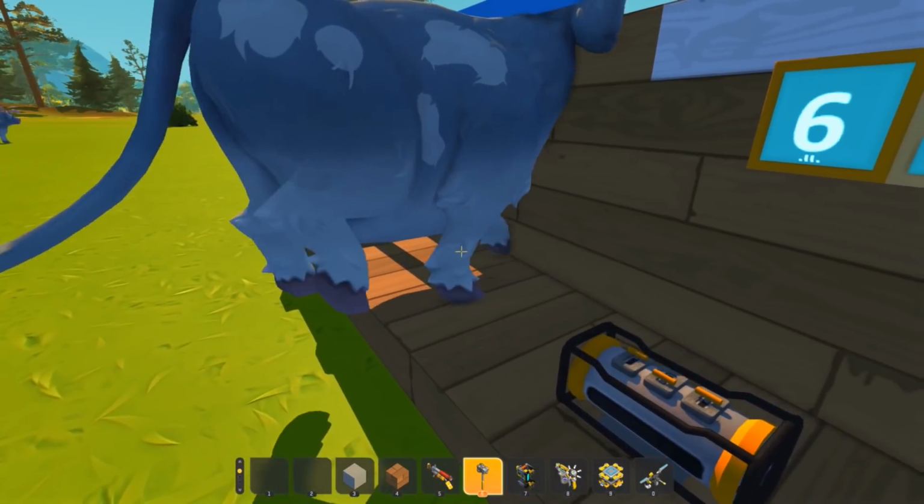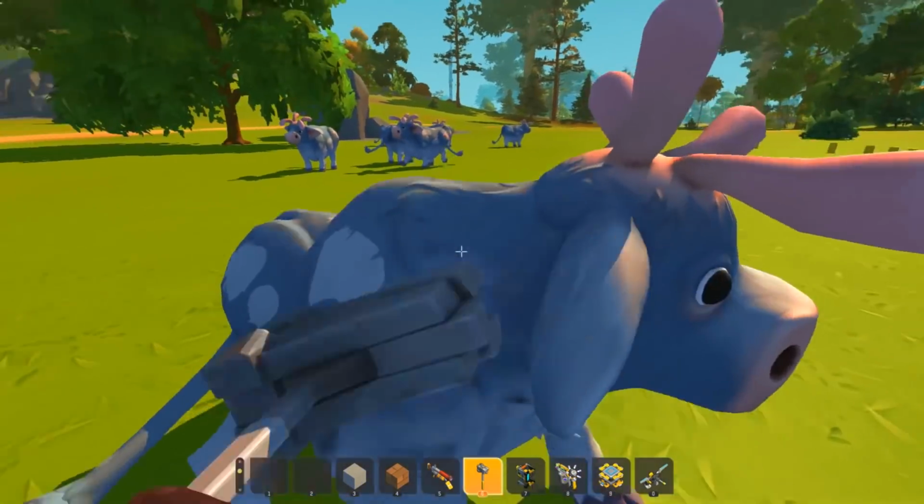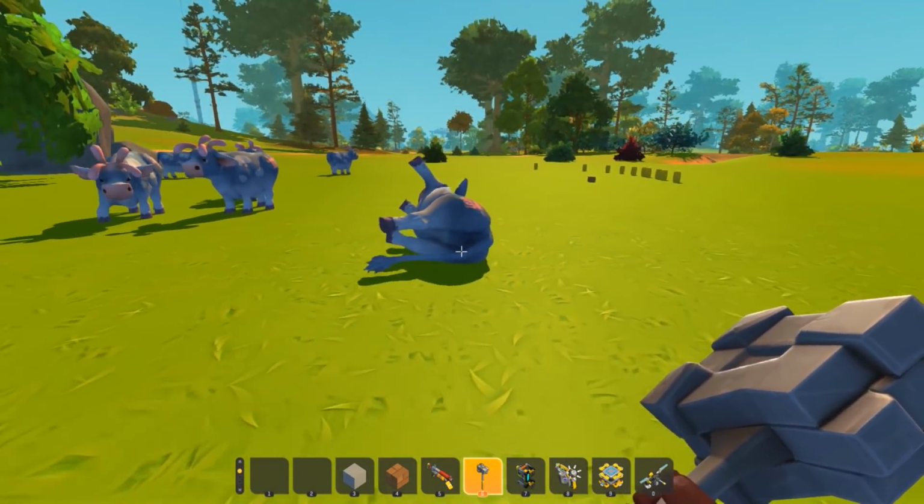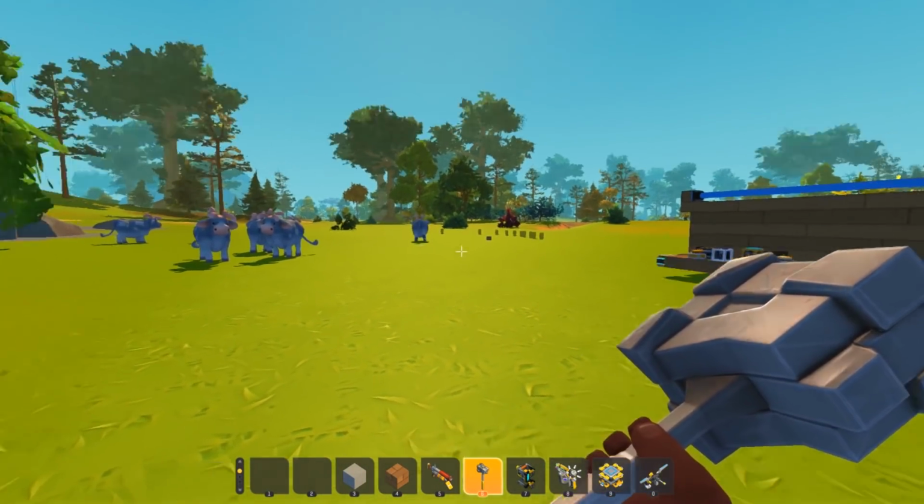Wok, what are you doing here? What are you doing here? Get out of here. I'm just going to be smacking you because you're not following the rules. There's plenty of corn there for you, just go get it.